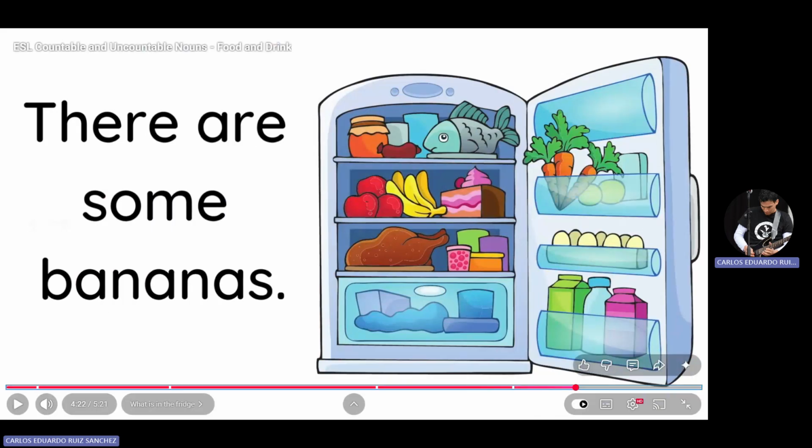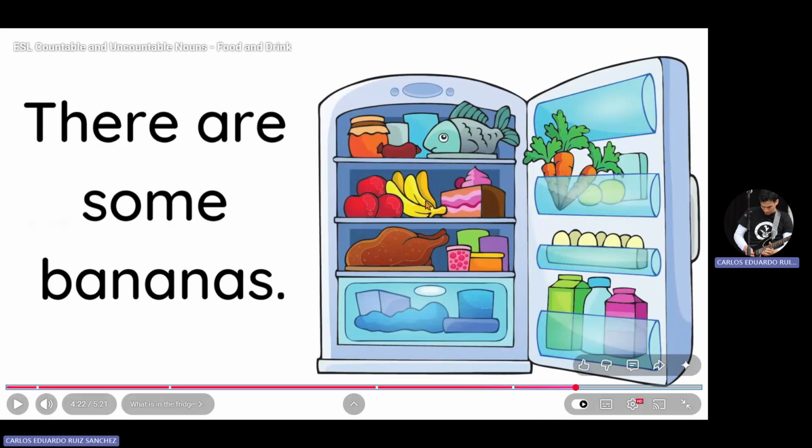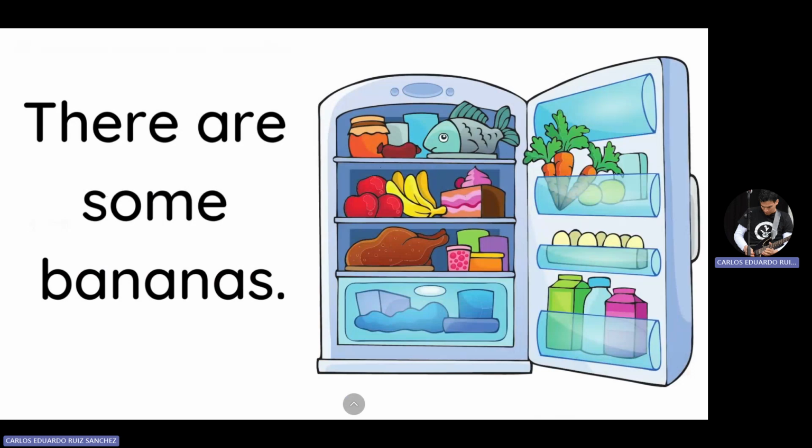Next example, some bananas. And here is another example that I was saying to you. When you use a plural element or a noun in plural form, we can count them. In this case, in the fridge, there are, I am going to change this some for 4. Cambio este some por el número 4. There are 4 bananas. Lo puedo contar. I can count them. Puedo contar las bananas.